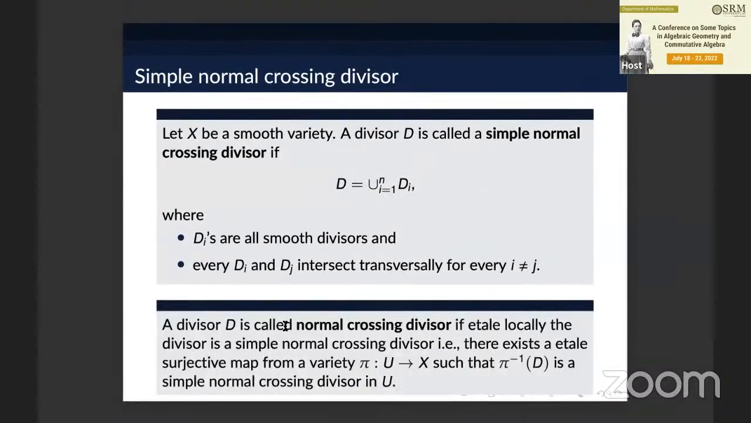A divisor D is called a normal crossing divisor if étale locally the divisor is a simple normal crossing divisor, which means that there should exist an étale surjective map from a smooth variety U to X such that the pullback of this divisor becomes a simple normal crossing divisor in this étale cover.